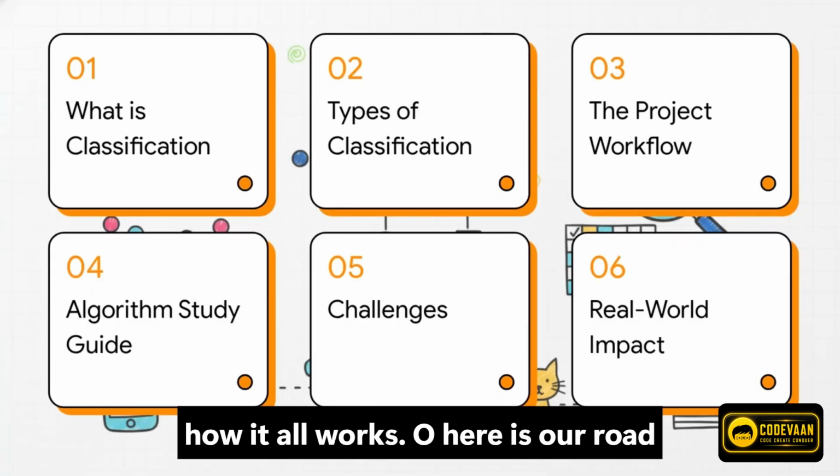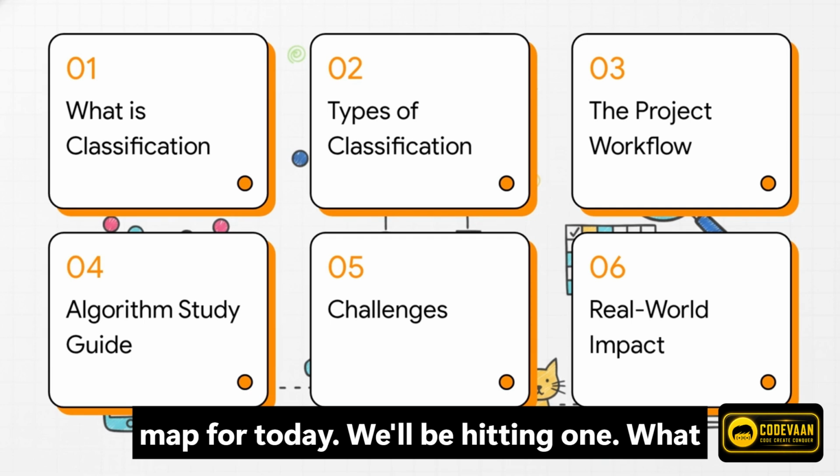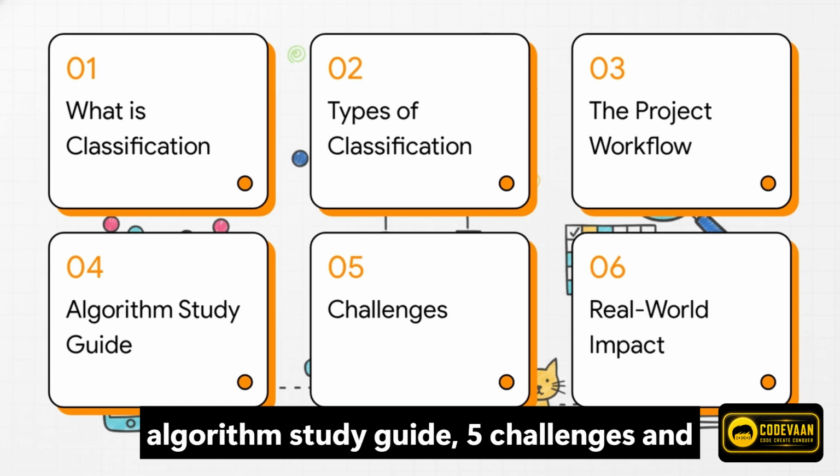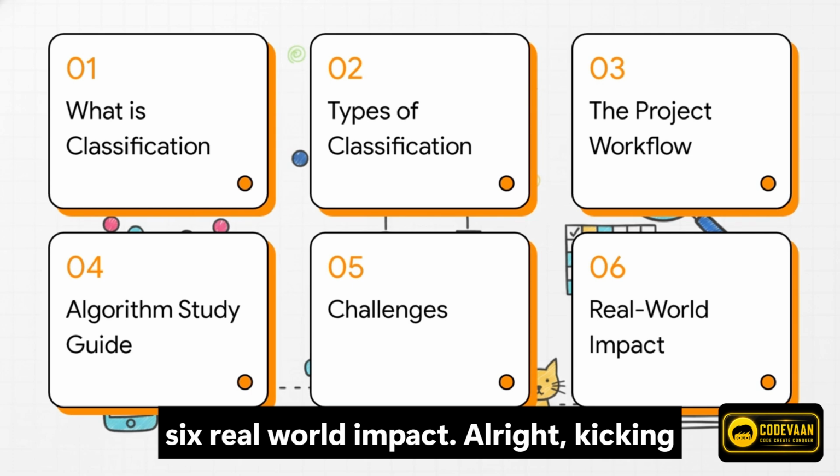So here is our roadmap for today. We'll be hitting 1. What is classification? 2. Types of classification. 3. The project workflow. 4. Algorithm study guide. 5. Challenges. And 6. Real-world impact.